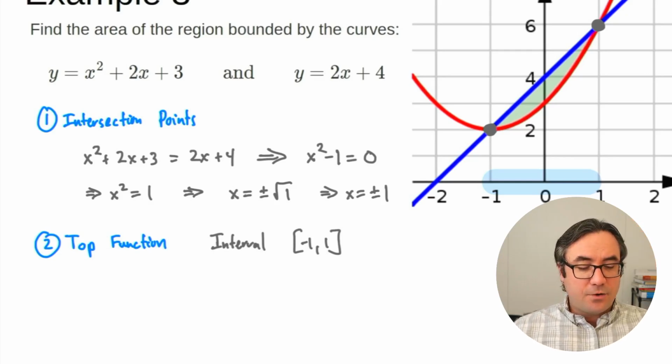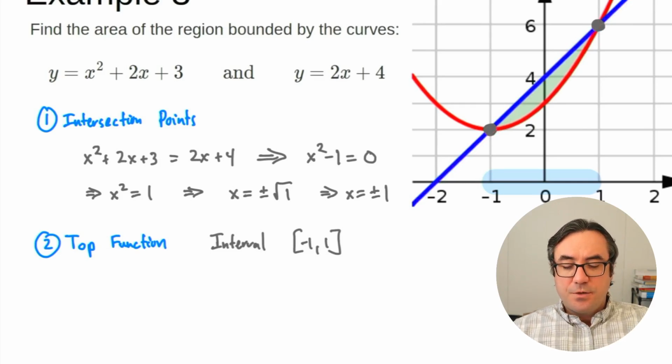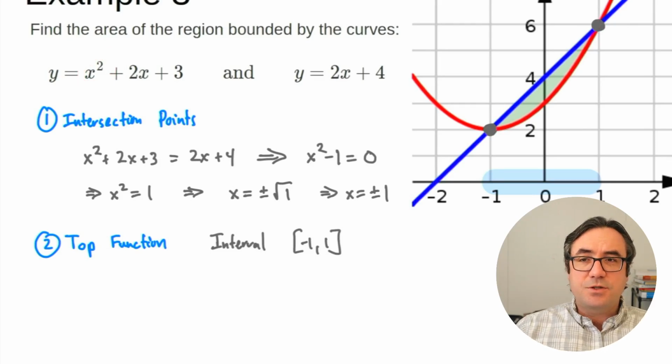And so if we look at our graph, one of the curves here is a parabola. The other curve here is a line. And if we go to our two functions, the parabola is the function with the x squared, and then the line is just the function that has x raised to the power of 1.